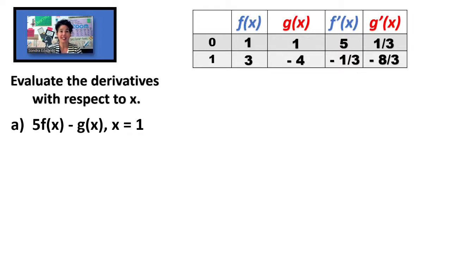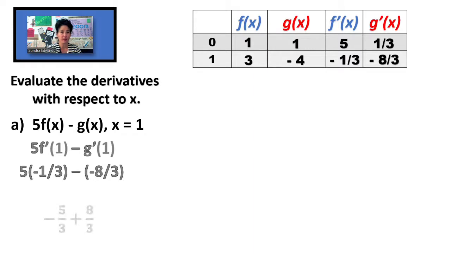We also don't have any special rules for addition or subtraction or multiplying by a constant. So the derivative of g of x is just going to be g prime of x. So there's our derivative. Now we just input 1, go to our table to find the answers. At x equals 1, f prime at 1 is negative 1/3, and then g prime at 1 is going to be negative 8/3. So I'm just substituting in the values from the table, and then a little simplifying, and we end up with the answer 1.